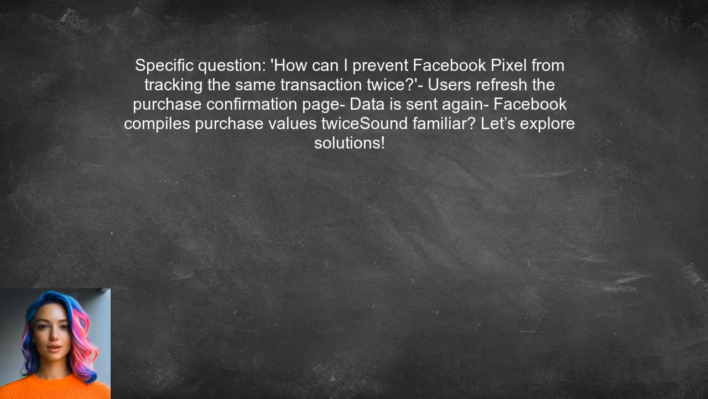Let's dive into the specific question at hand. One user recently asked, "How can I prevent Facebook Pixel from tracking the same transaction twice?" They explained that when users refresh their purchase confirmation page, the data is sent again, causing Facebook to compile the purchase values twice. Sound familiar? Let's explore how to tackle this.